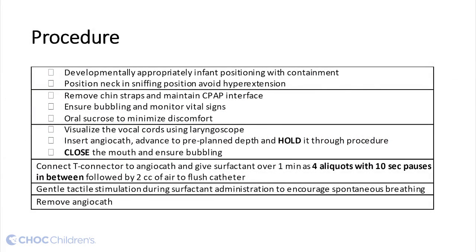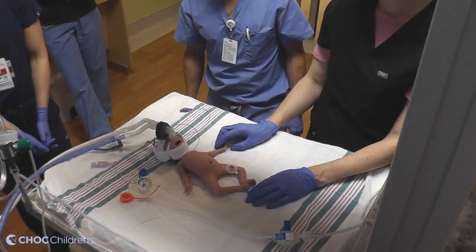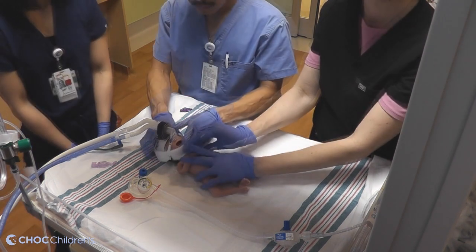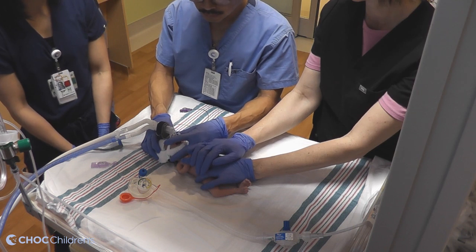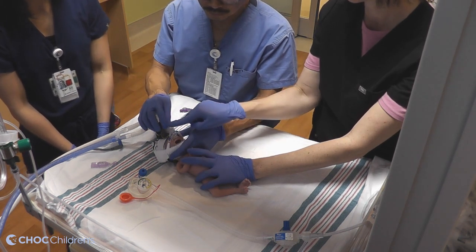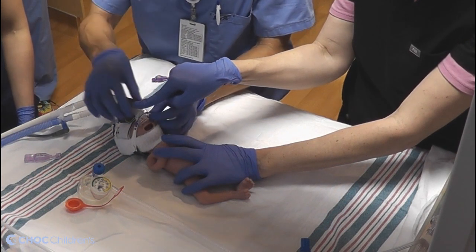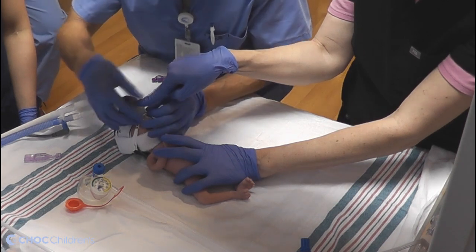Once the supplies are prepared and medications are administered per checklist, the procedure will proceed as follows. Place the infant in a developmentally appropriate positioning with containment. Position the neck in a sniffing position and avoid hyperextension. Remove chin straps and maintain CPAP interface, which is the mask.